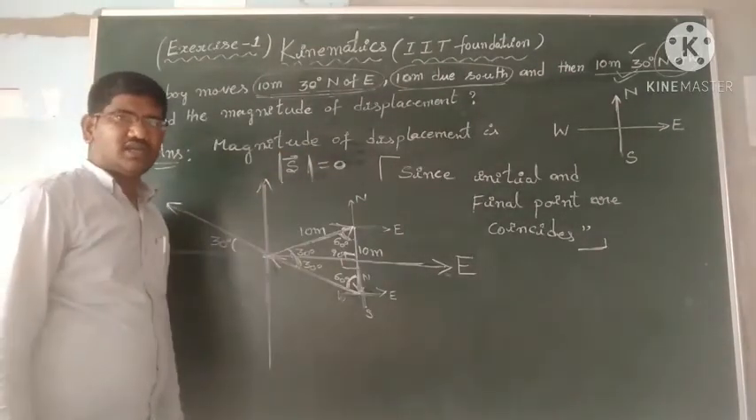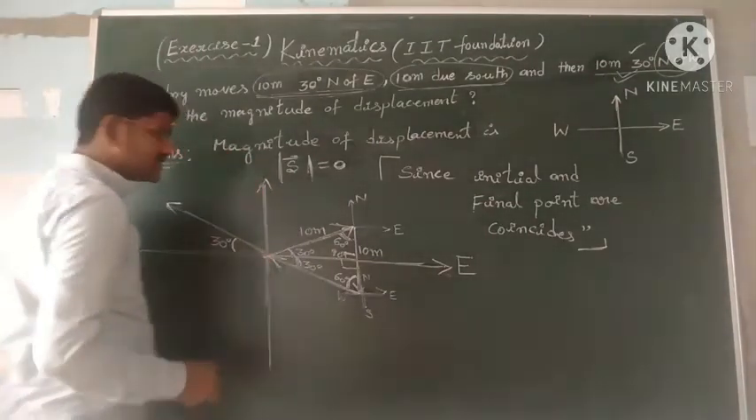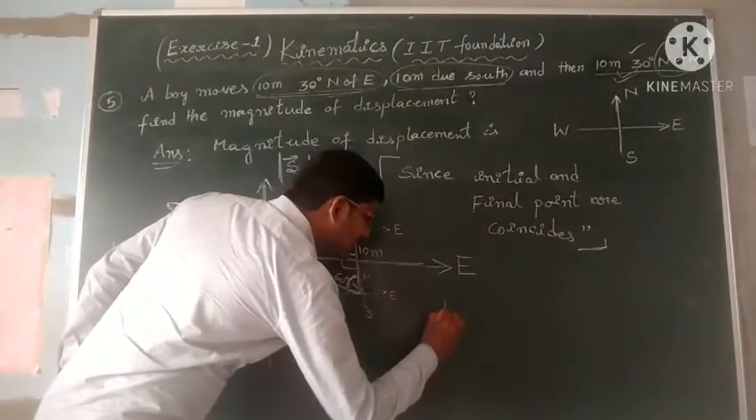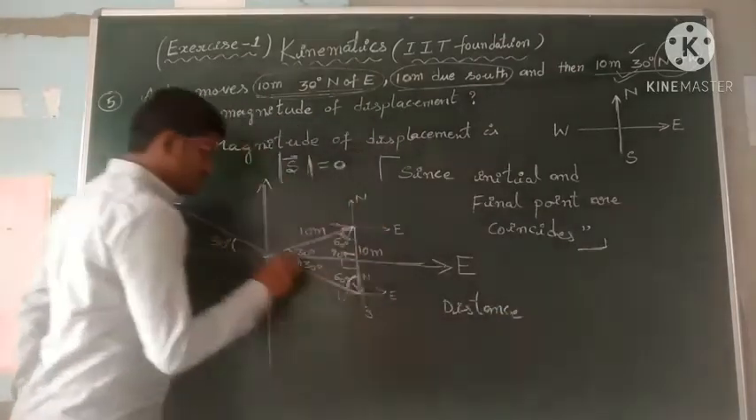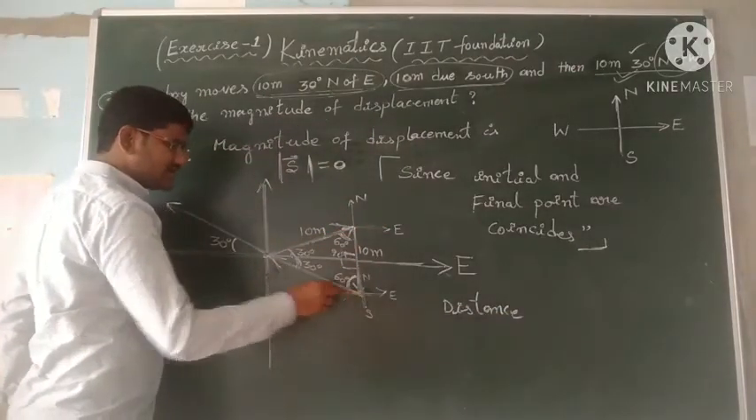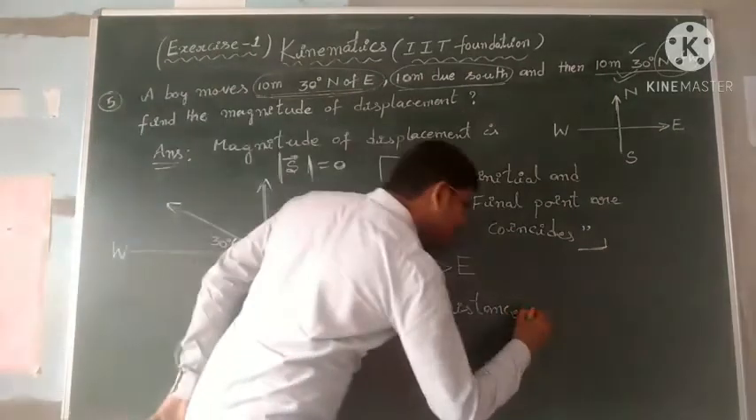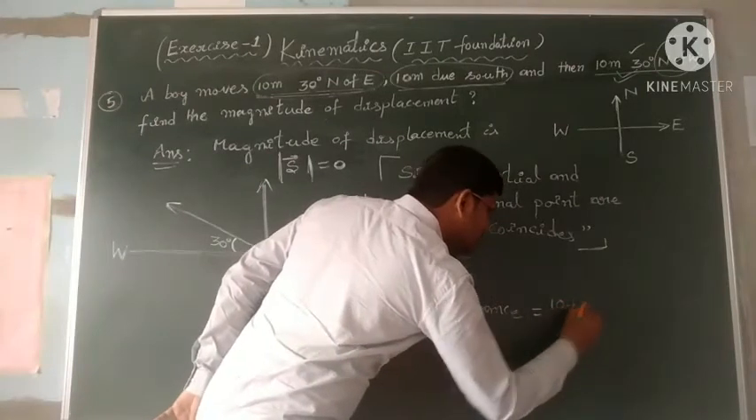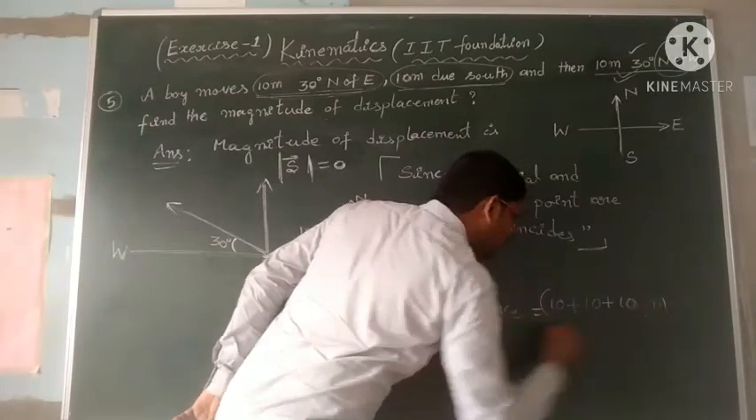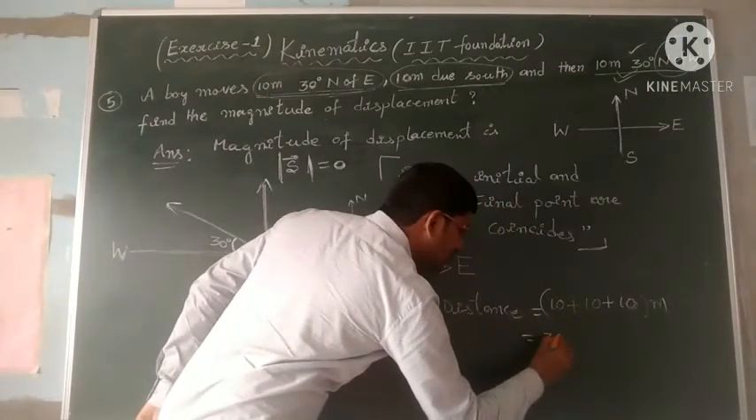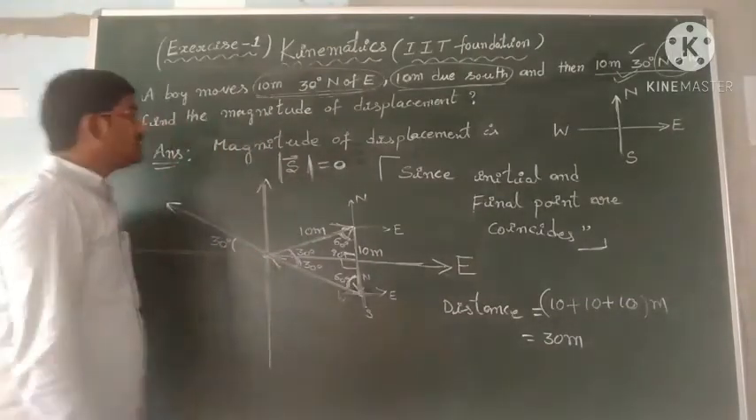We can take it. And for the same problem, if they ask you the distance, so 10 meters like this, 10 meters like this, 10 meters like this. Total distance traveled 10 plus 10 plus 10. The total distance traveled you see 10 meters plus 10 meters plus 10 meters. So it will become 30 meters.